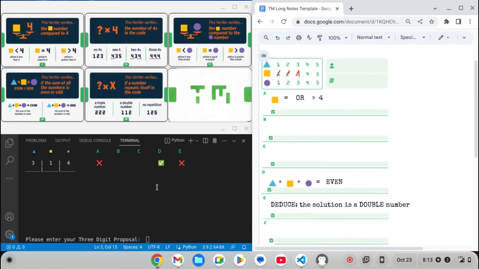So again, we did not test criteria card B, identifying the number of 4s in our solution, nor did we compare square and circle. And I guess criteria card A is still in the balance. We don't know if it's 4 or 5.